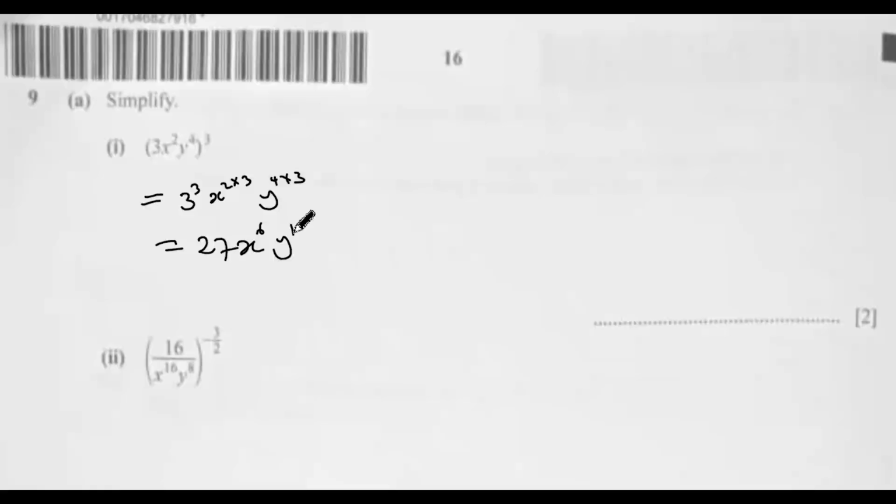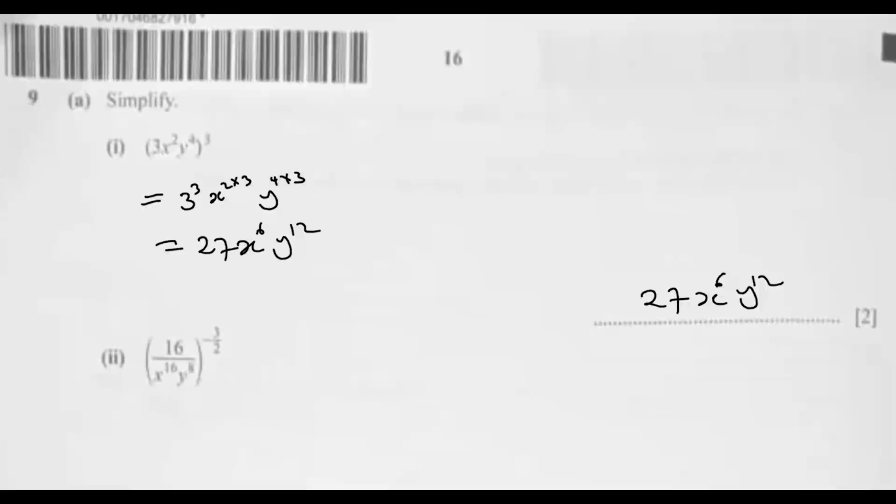So the next question will be question 9. Simplify this. So this will be equal to 3 to the power of 3, x squared times 3, then y to the power of 4 times 3. So this power of 3 is meant for everything you have there. So this will be equal to 27 x to the power of 6, then y to the power of 12. You can have 27 x to the power of 6, then y to the power of 12 here. That will be the answer.